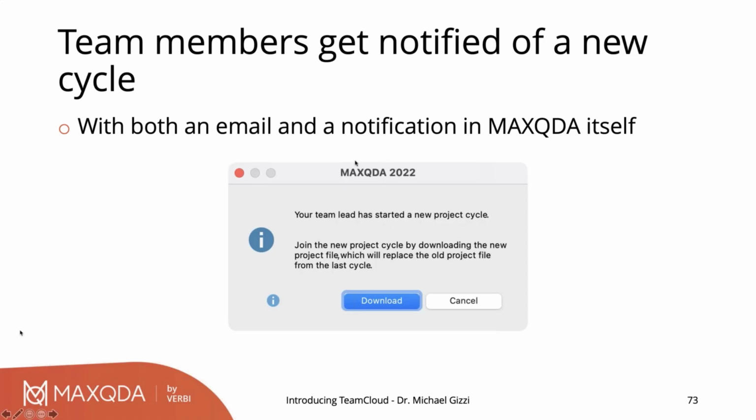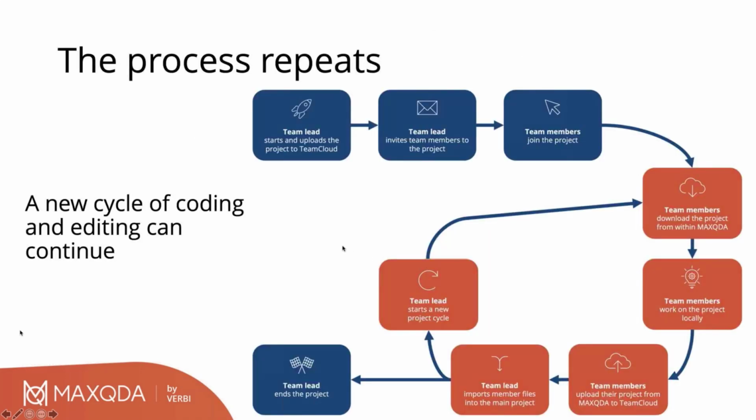So this actually, I did this morning, got this one in my team member account on a different computer. That's also important. And I download and start that new cycle. And the process repeats. Same process. We started a new cycle, you start editing, you upload until the team lead ends the project, and the project files can be exported to local files.